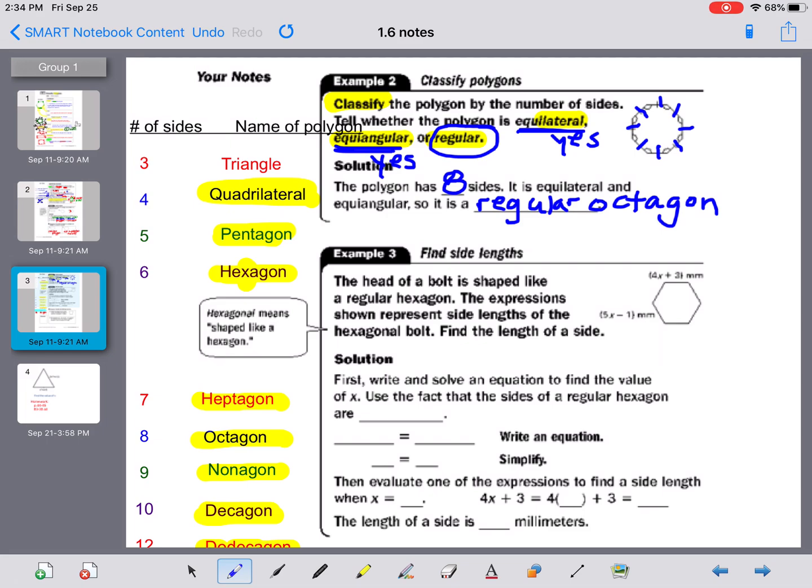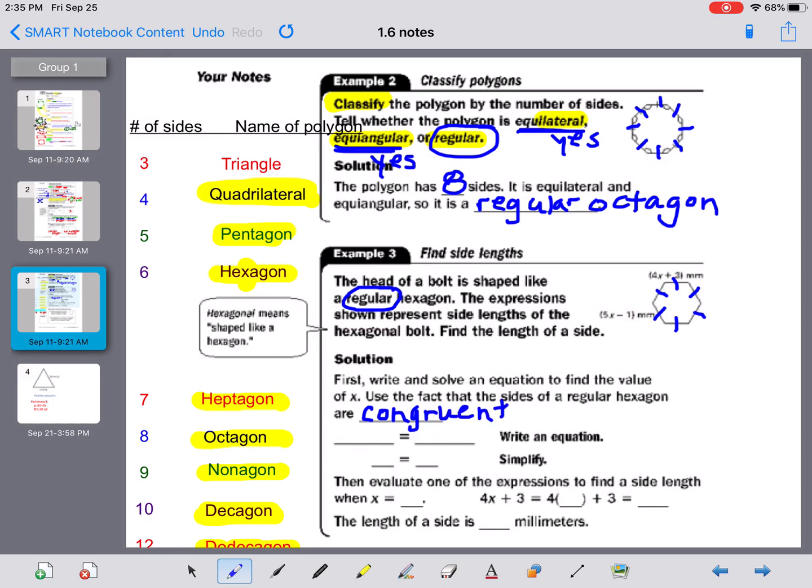Okay, next question. The head of a bolt is shaped like a regular hexagon. The expression shown represents side lengths of the hexagonal bolt. Find the length of a side. Okay, so only 2 of these sides are marked. Don't forget, they squeezed in this one tiny word up here. The head of a bolt is shaped like a regular hexagon. As soon as I see that word regular, I can mark every one of these as exactly the same. So what do I know about these 2 sides? Well, those sides are going to be congruent, right? Because that's the meaning of regular.